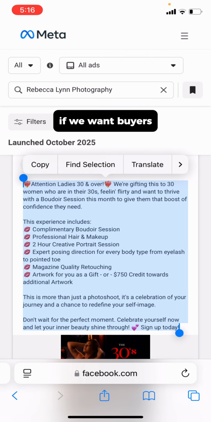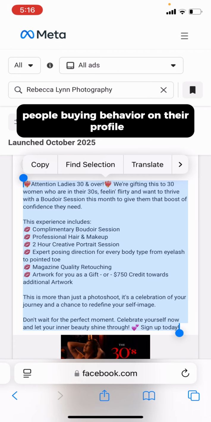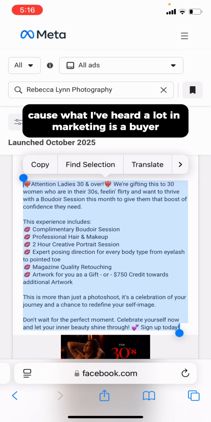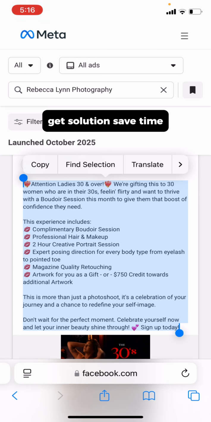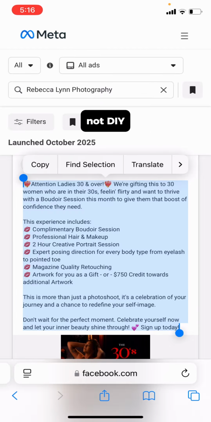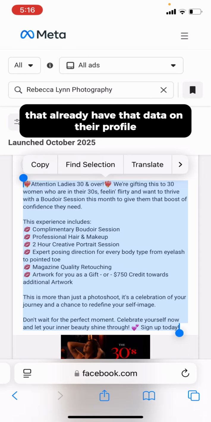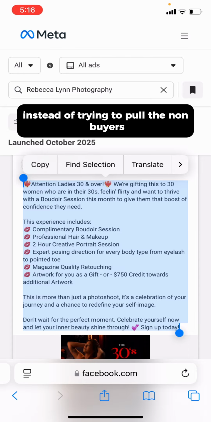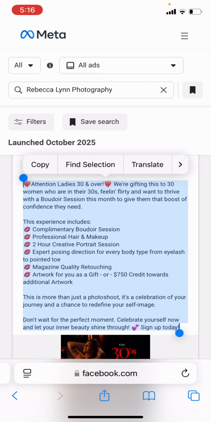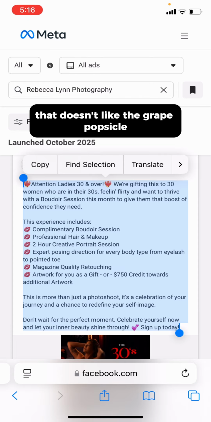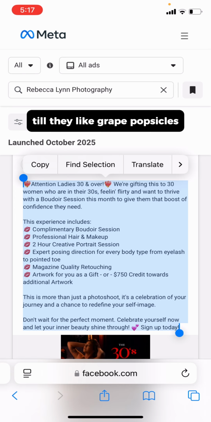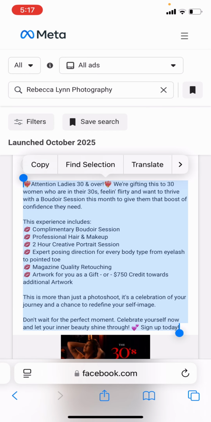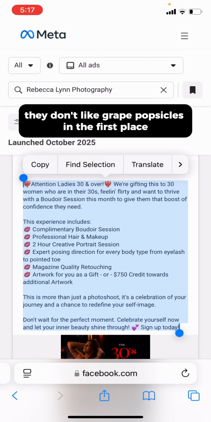But again, if we want buyers, let's just use the objective that goes to buyers, people with buying behavior on their profile. Because what I've heard a lot in marketing is a buyer is a buyer is a buyer. People like to buy, spend money, get solutions, save time, solve their problems with money, not DIY. So let's go to people that already have that data on their profile instead of trying to pull the non-buyers and make them buyers. It's like trying to force the person that doesn't like the grape popsicle to eat a bunch of grape popsicles till they like grape popsicles, but they're never even going to eat any of them to start liking them because they don't like grape popsicles in the first place.